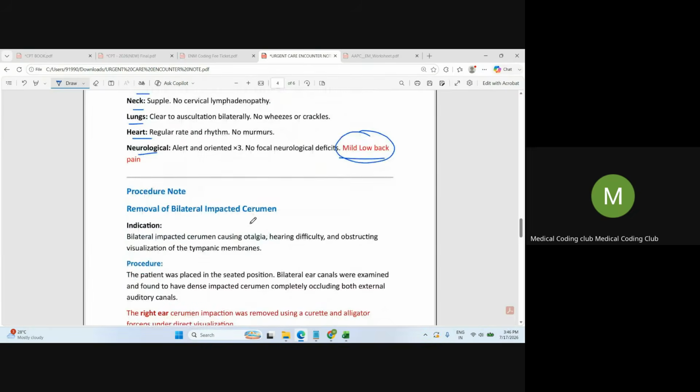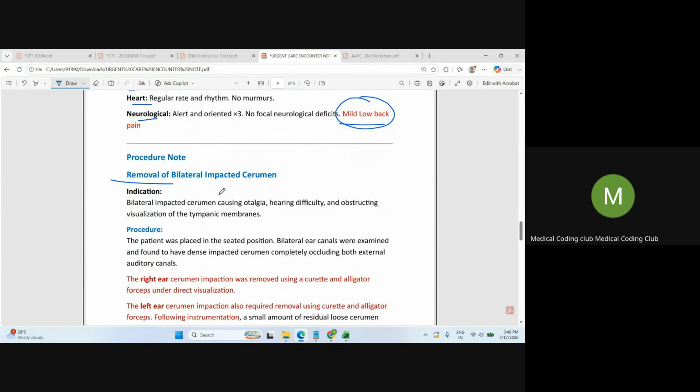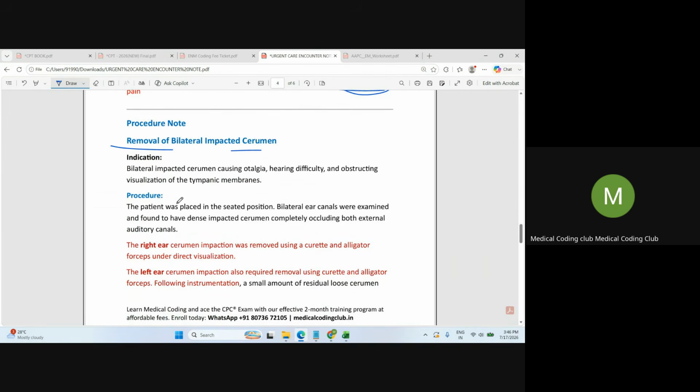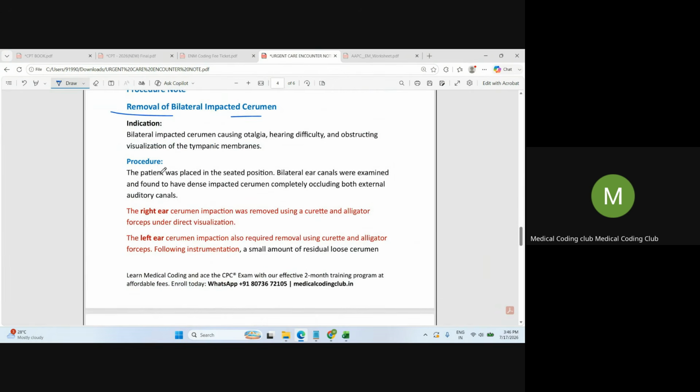Then coming to the procedure note, you have removal of bilateral impacted cerumen. The procedure being performed is removal of bilateral ear impacted cerumen. Then what things they have used for the procedure: you can see the right ear cerumen impaction was removed using curette. Okay, so curettage is used, so it's an instrumentation.